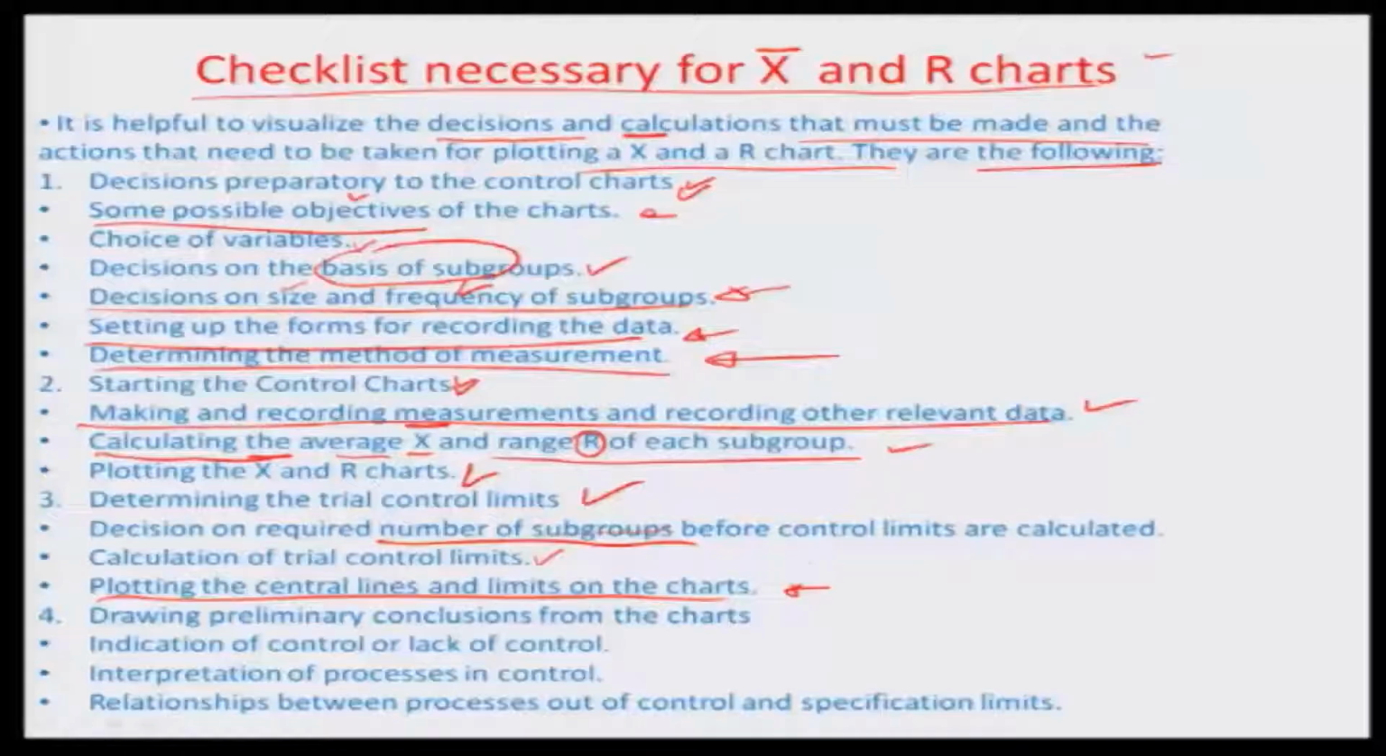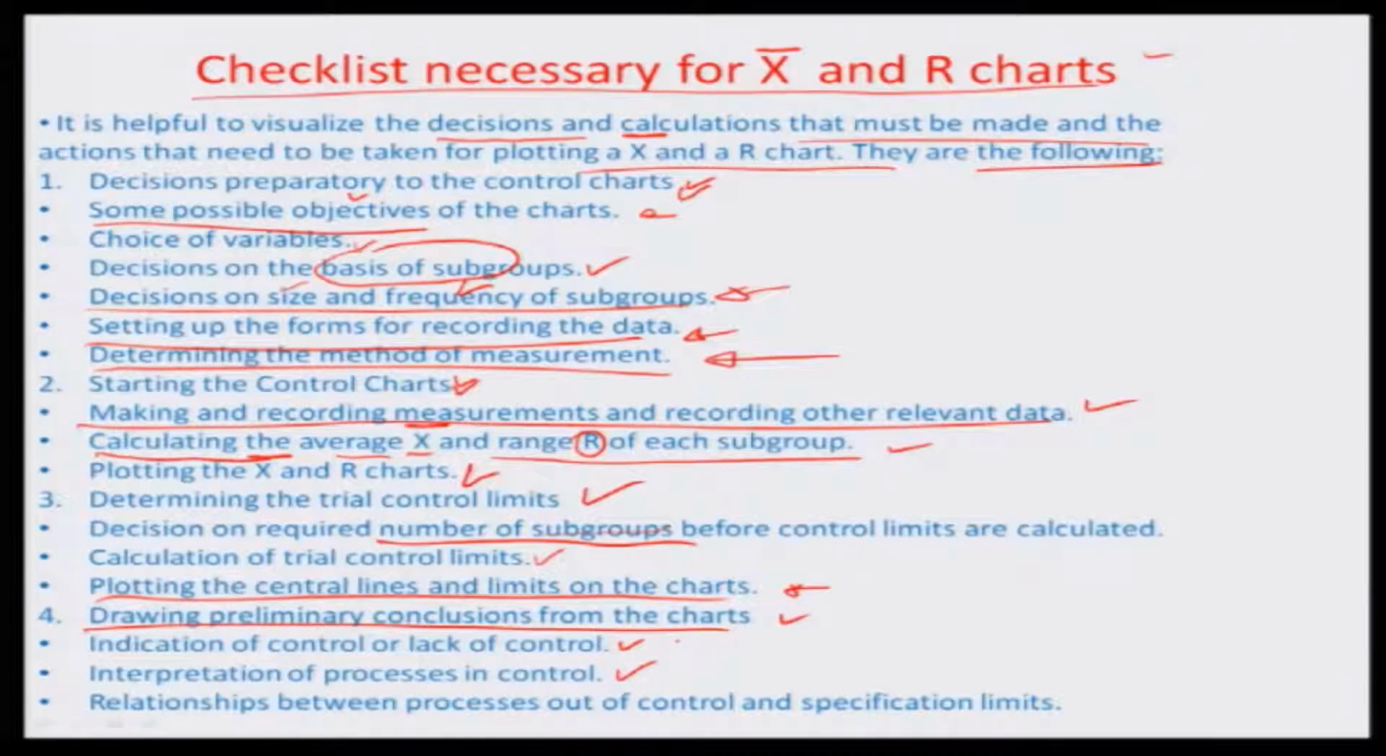And then you have drawing of preliminary conclusions from these charts, right. That also we will try to do for a particular example problem. It can indicate either a control or a lack of control. It can indicate or interpret the processes which are in control vis-a-vis those which are out of control, where you can change the focus from in-control to out-of-control processes.